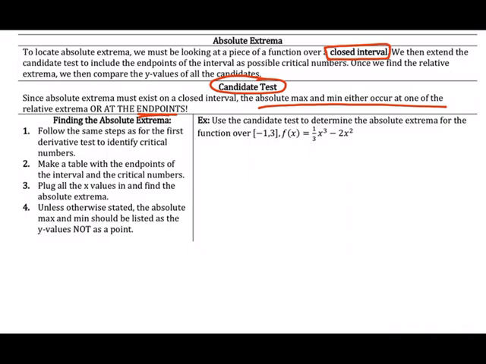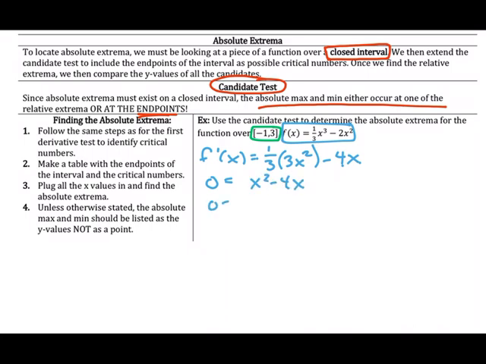So let's look at some examples. Here we have this interval, and we are being given this function. The first thing we need to do is find our critical values. So we're going to take the derivative. I have 1/3 times, if I take the derivative here, I get 3x squared. And if I take the derivative of 2x squared, I get negative 4x. We want to know when this is 0. So I'm going to simplify this a little bit. This is just going to be x squared minus 4x. I can factor out an x here. So that's going to give me x equals 0 and 4. Those are my two critical values.